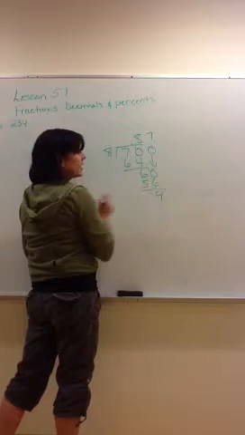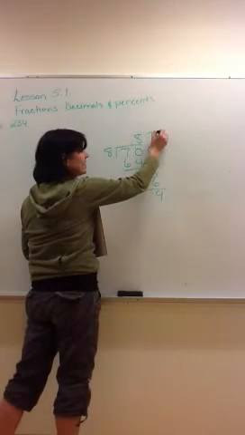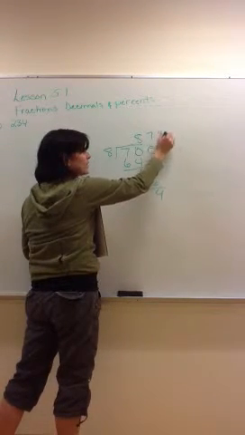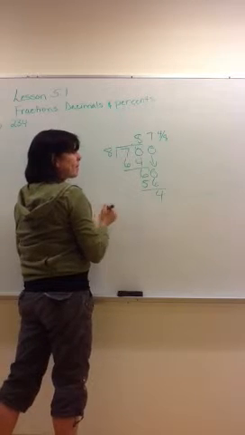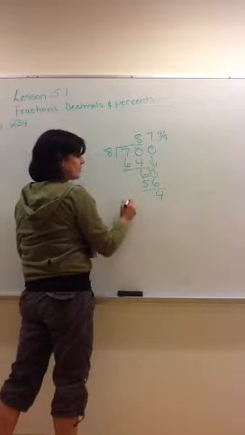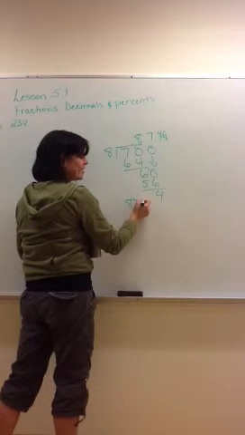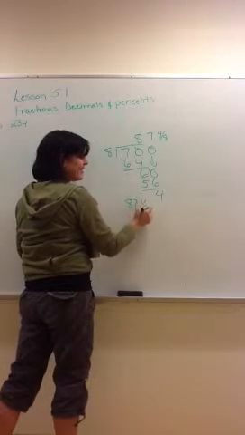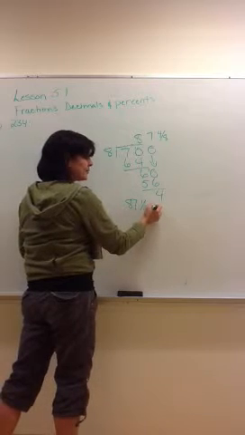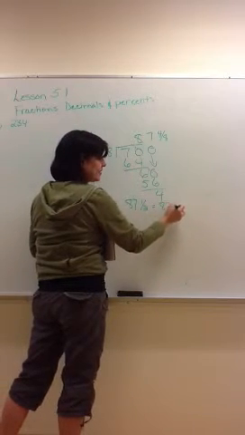And we had 87 and 4 over 8. So you get 87. 4 over 8 is 1/2. Easy to change 1/2 into a decimal. Equals 87.5.